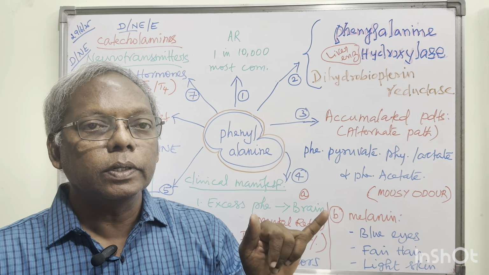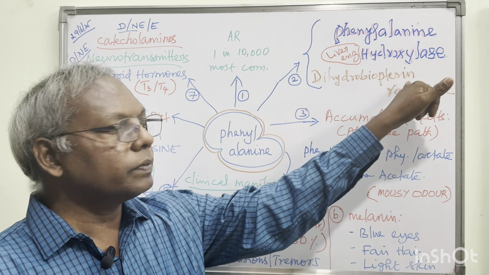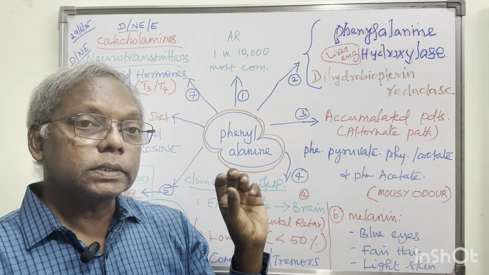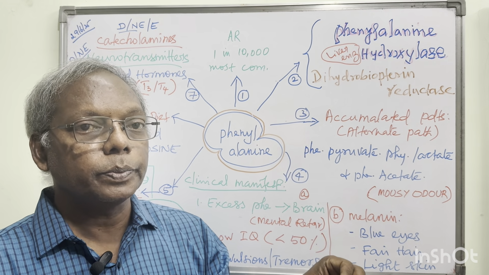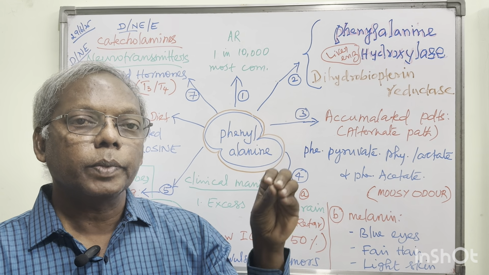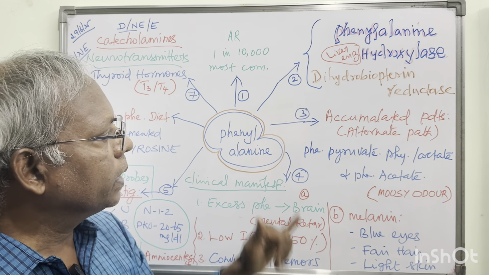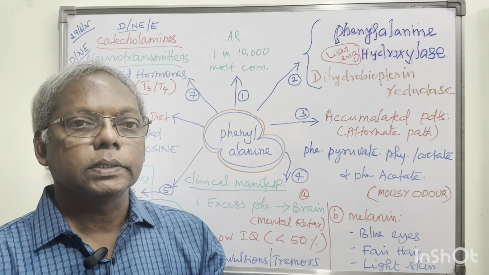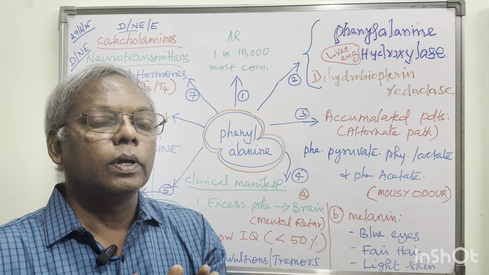Some phenylketonuria types are produced by the lack of synthesis of dihydrobiopterin reductase. Third, some phenylketonuria types are produced by lack of synthesis of tetrahydrobiopterin, the cofactors or coenzymes. This is the second part regarding the enzymes. Third part, suppose the enzyme is defective. In this disease, the enzyme is defective.